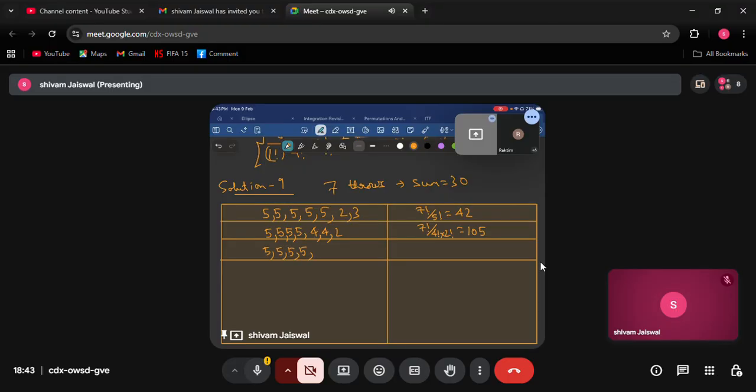Okay, 1 4 and 2 3s. This can be done in the same way, 105. Now considering 3 5s. Slowly I'm decreasing the number of 5s. 3 5s, 15. Now the sum of the numbers should be equal to 15. That can be done in 3 4s and 1 3.